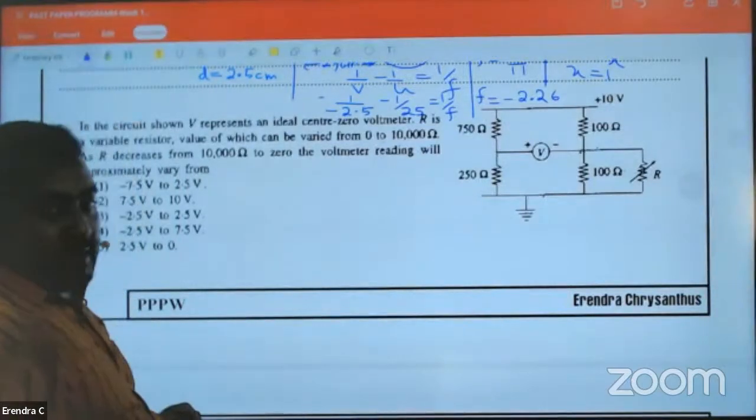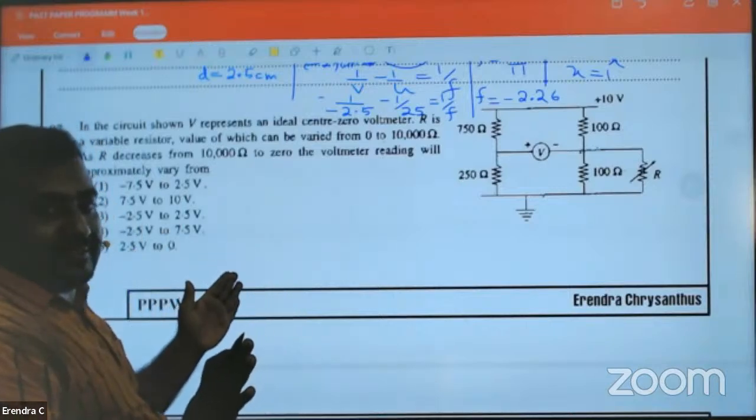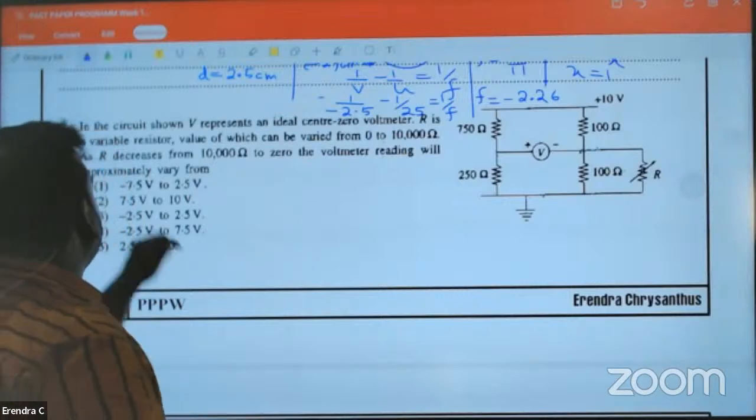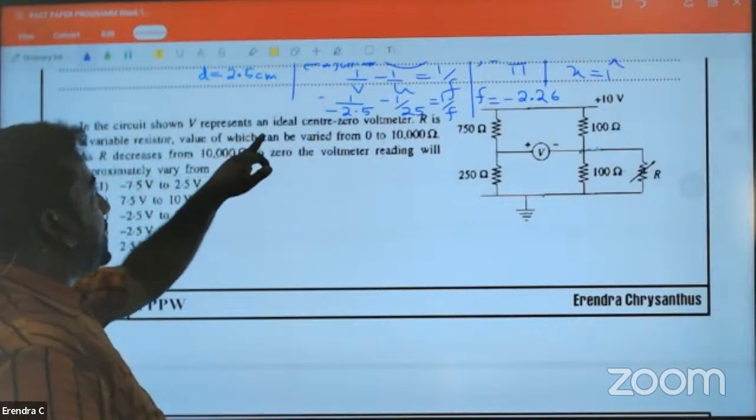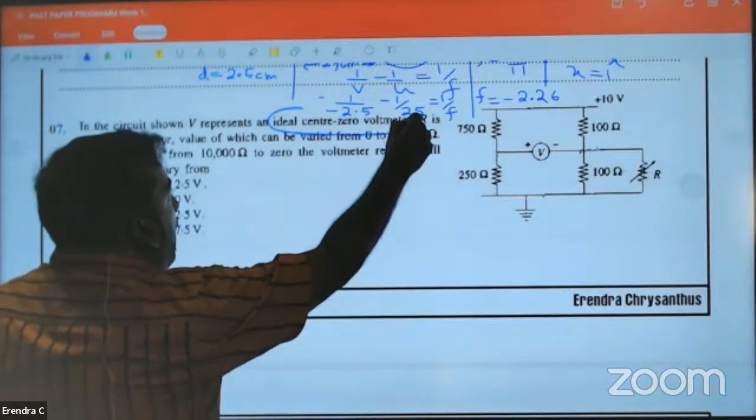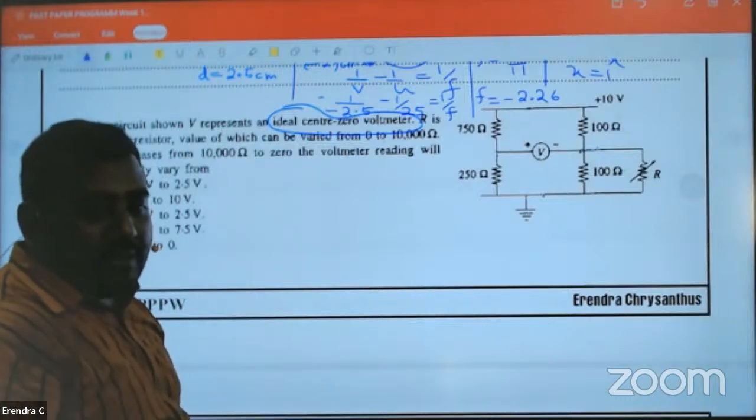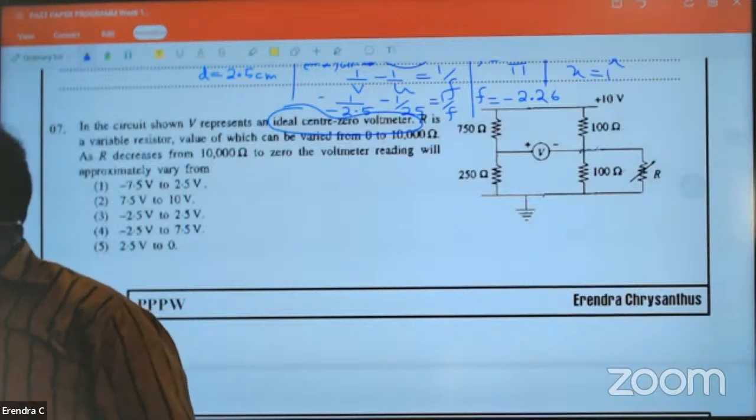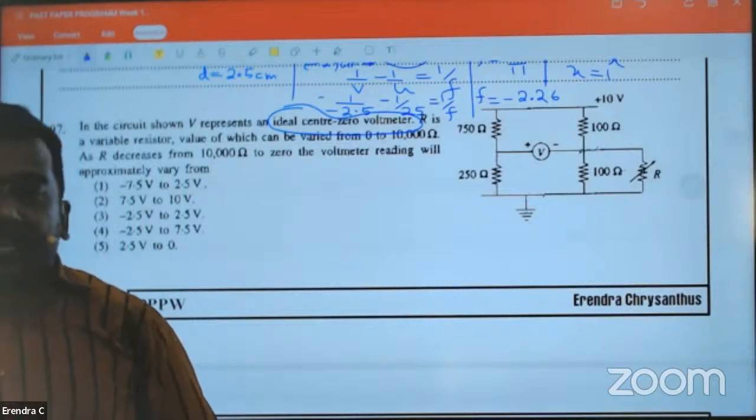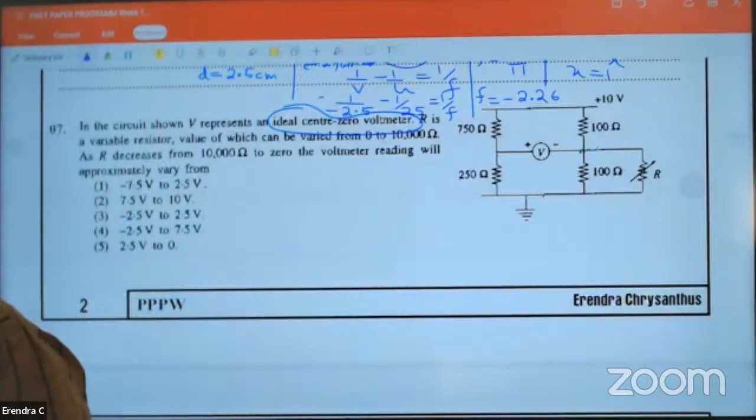MCQ number 7. Now these are also easy, very easy. In the circuit shown, V represents an ideal voltmeter. What does ideal voltmeter mean? Put in the chat. Quickly put. What do you mean by ideal voltmeter? Is current passing through?